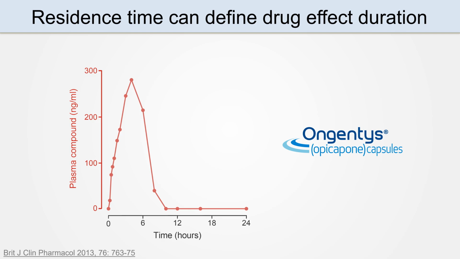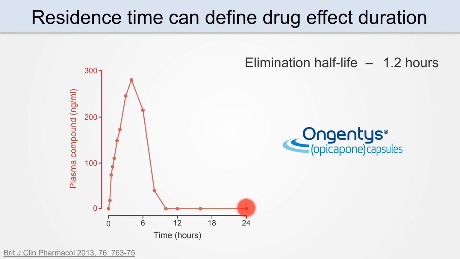In this experiment, healthy volunteers were dosed with a single dose of opicapone. In red here is the drug concentration in the plasma over 24 hours. You can see the drug doesn't last long. The half-life is 1.2 hours, and by 24 hours the drug has been completely cleared.